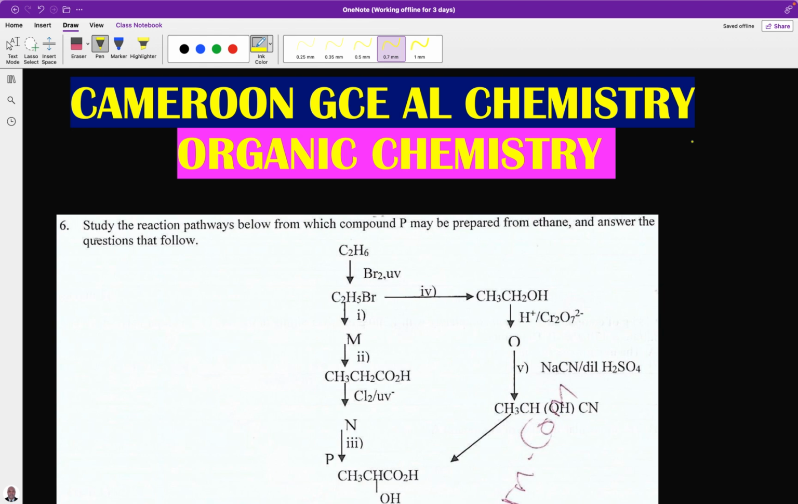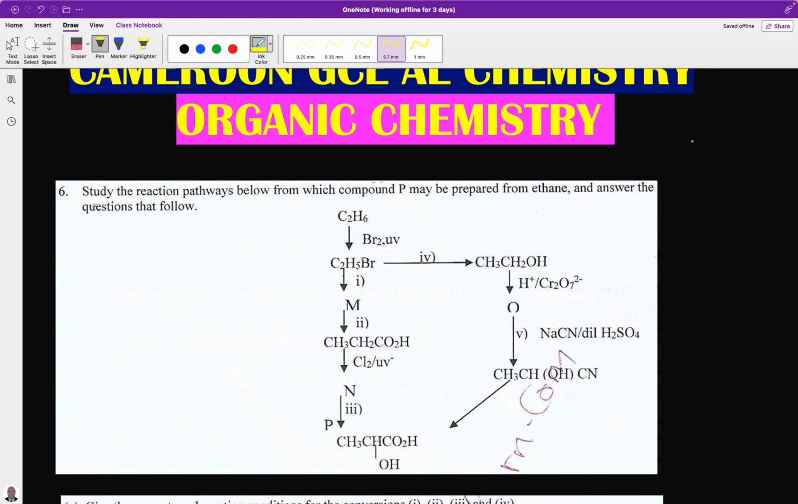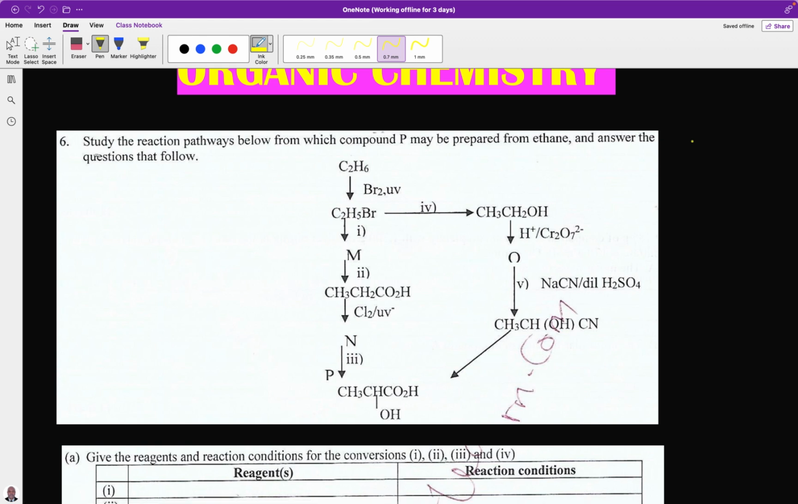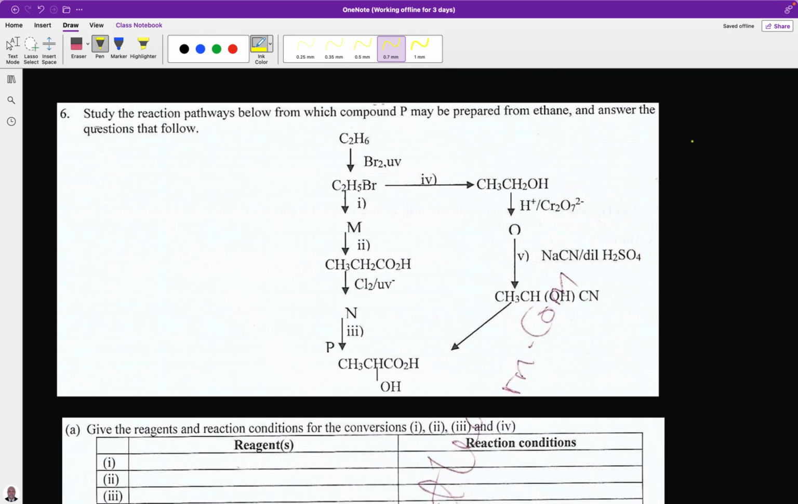We have ethane. Once more, I apologize for the poor quality of the question paper. We have ethane. It is passed through bromine in UV light. We have bromoethane. So we have 1 to form M. We have 2 to form propanoic acid. Then it is passed through UV light again, that is a chlorination through UV light, to have N. Then N, step number 3, to form P. And P is a 2-hydroxy propanoic acid.